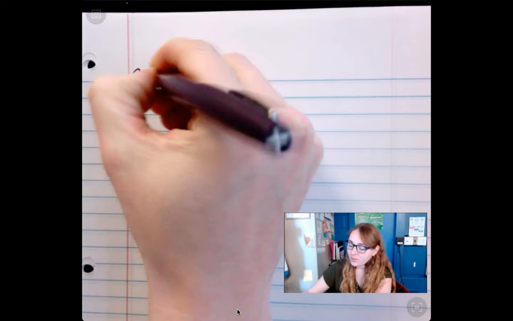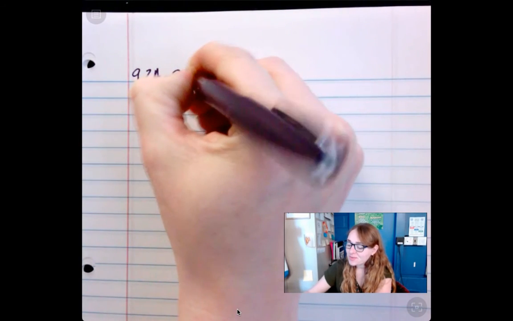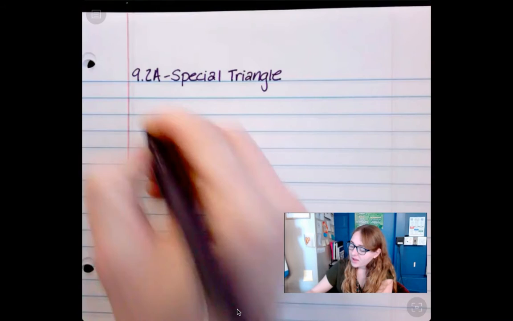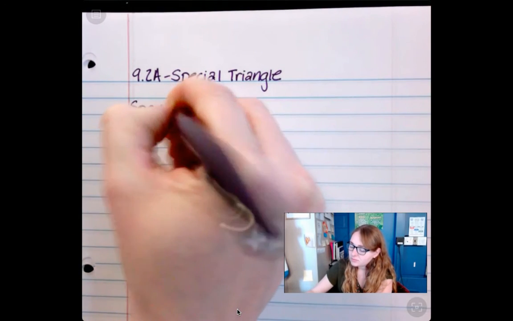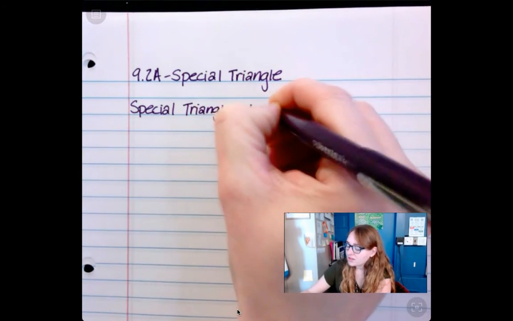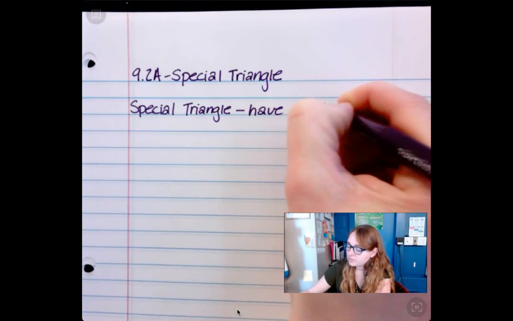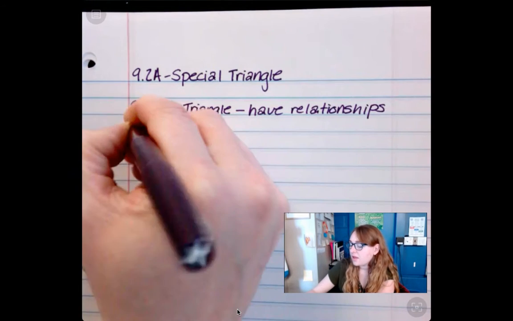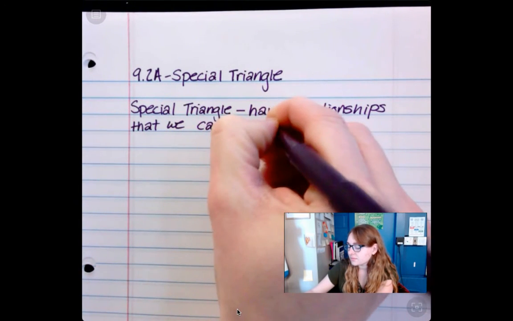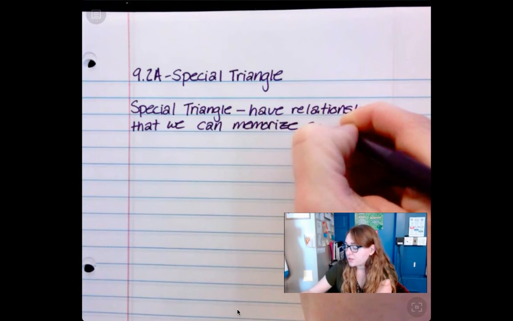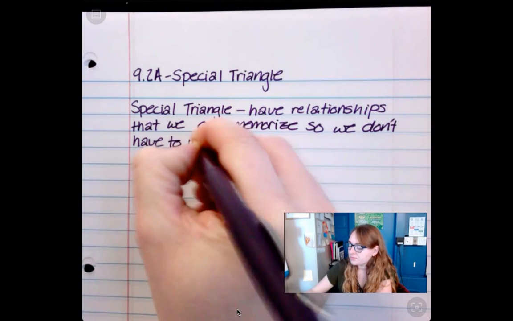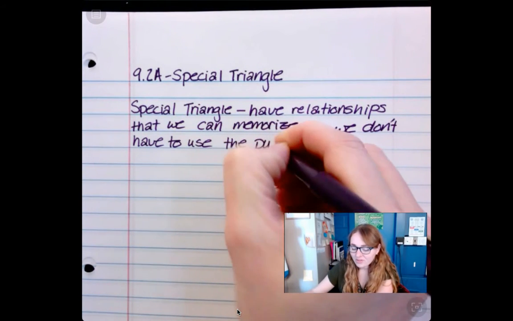Today we are in 9.2a and we're learning about our first special triangle. Okay, so a special triangle has relationships that we can memorize so we don't have to use the Pythagorean theorem every time.